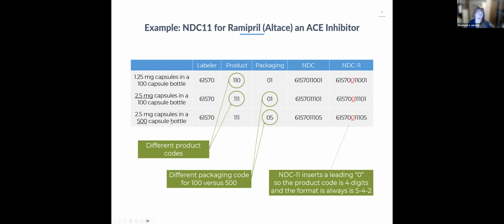And on the bottom line, we have the same dosage, but it comes in a different size bottle. One comes with 100 capsules. The other one comes with 500. So the packaging is different. So now we have 3 different NDC codes for the same drug, just slight differences in dosages and package.